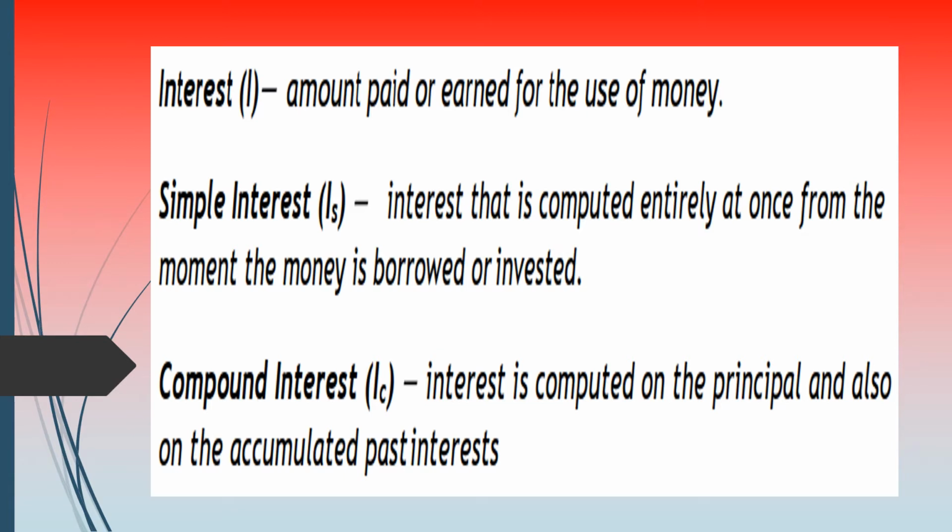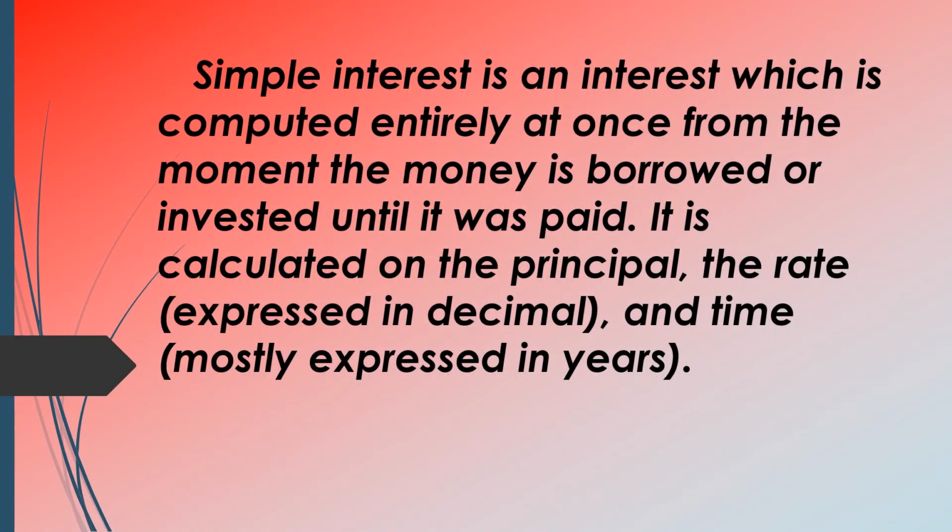Compound interest, denoted by I sub C, is an interest computed on the principal and also on the accumulated past interest. Since simple interest is computed entirely at once from the moment the money is borrowed or invested until it is paid, it is calculated on the principal, the rate expressed in decimal form, and the time, mostly expressed in years.